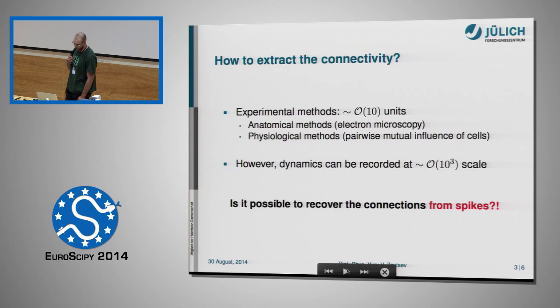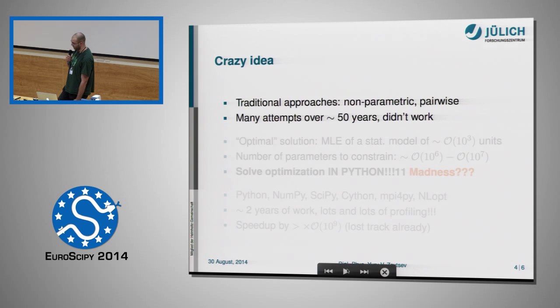We can do this through experimental methods. Unfortunately, they are limited to a very small number of units. That could be anatomical methods or physiological. All are, unfortunately, quite limited in terms of how many units you can reconstruct. However, you can record the dynamics at large scale, and the idea is how to do this from spikes.